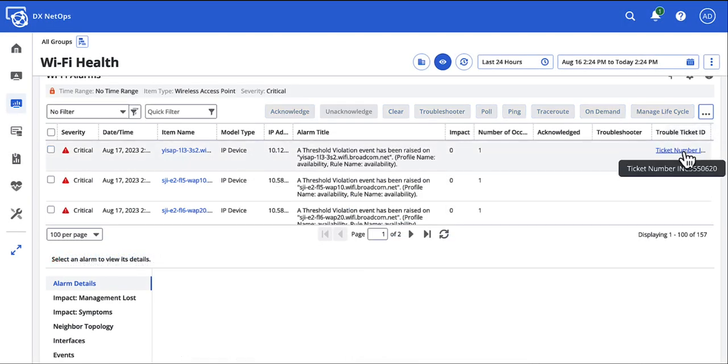So there you see the ticket got created in ServiceNow. Here is the ticket that John has raised for his L2 personnel to take a look at.